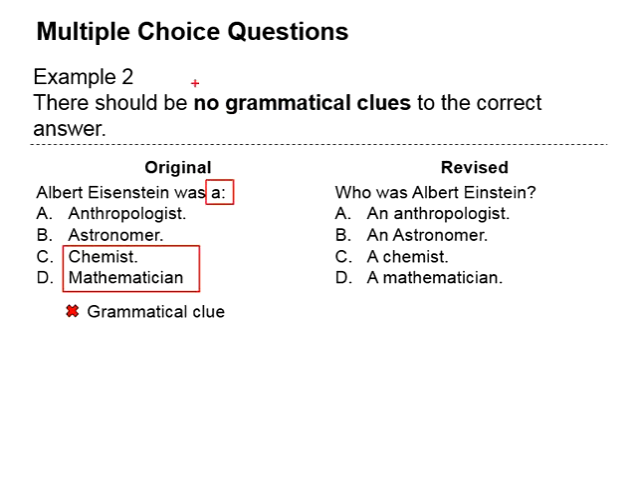Second, there should be no grammatical clues to the correct answer. If you see this question here, "Albert Einstein was a", and then you have a list of alternatives. Since we have the word "a" here, we know that the answer definitely will not be A and B. If the answer is A and B, that should be "an". Based on the grammatical clues given, the students can omit 2 out of the 4 alternatives and increase their chances of getting the right answer. And this defeats the purpose of assessing the levels of understanding of the students.